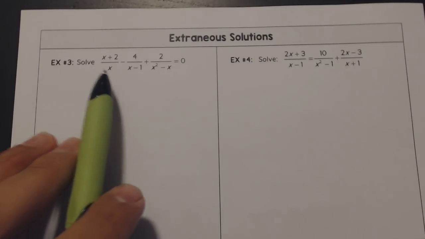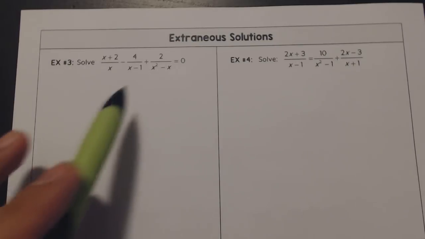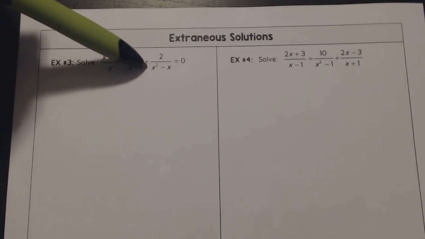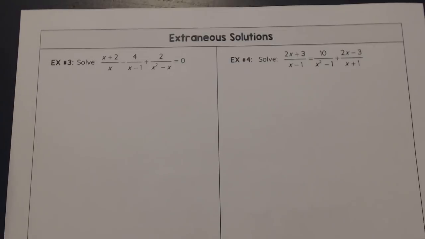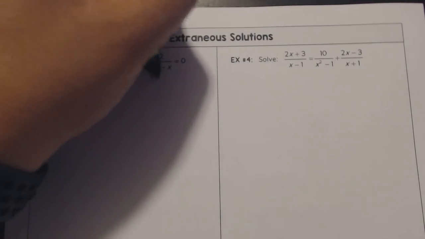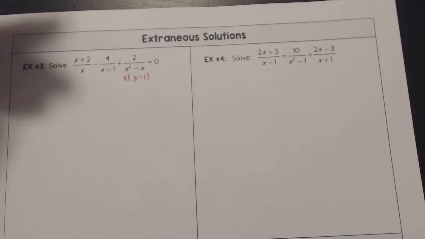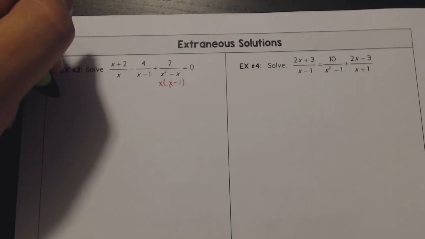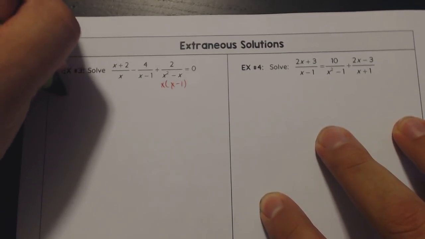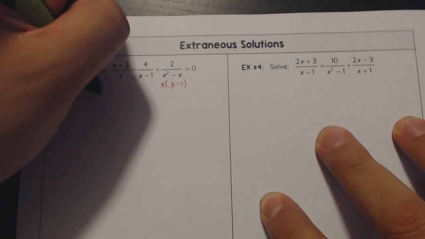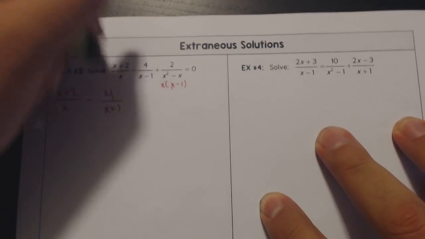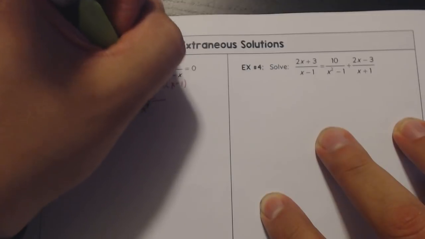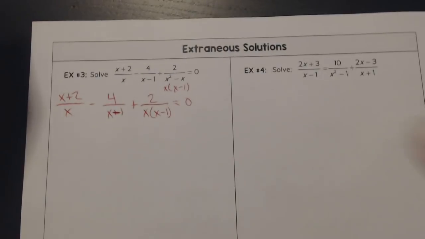And what I notice here is that x plus 2 is completely factored. 4 and x minus 1 are completely factored. 2 is completely factored, but x squared minus x is not completely factored. I can rewrite x squared minus x to be x times (x minus 1). I can factor out an x because they have an x in common. So now this is going to be (x plus 2) over (x minus 1), minus 4 over x, plus 2 over x times (x minus 1), and this is all equal to 0.